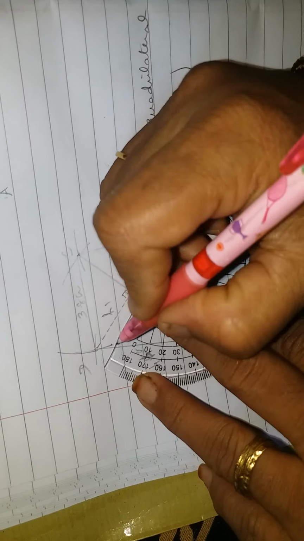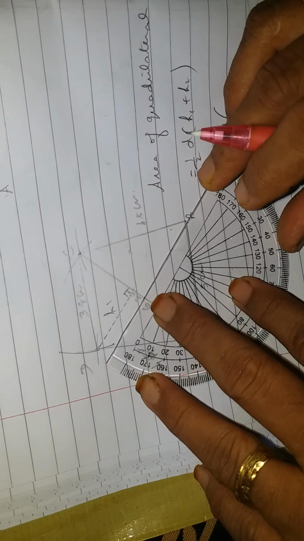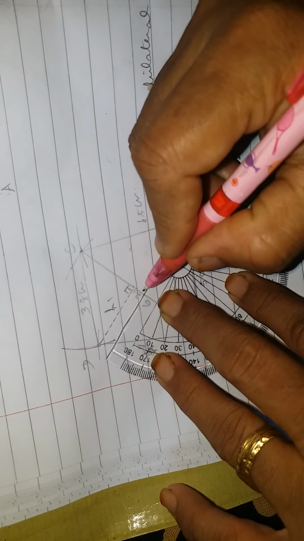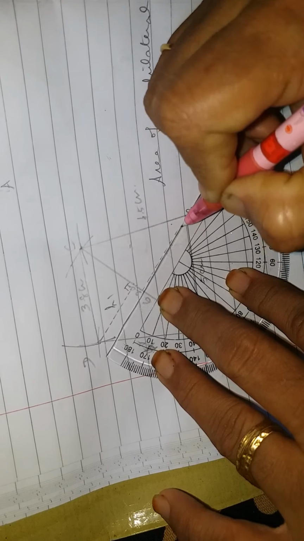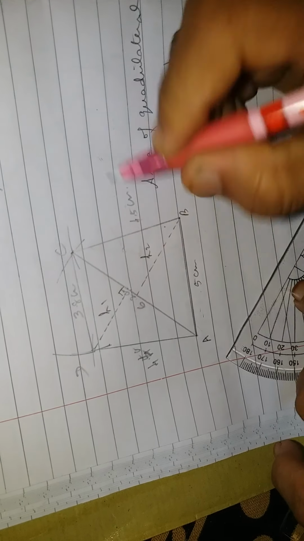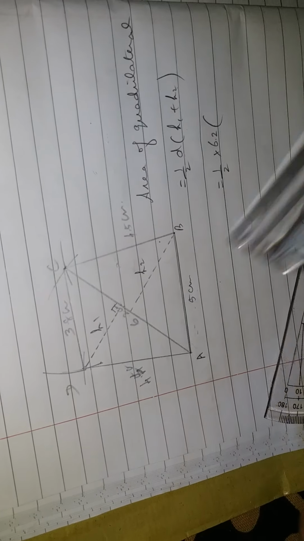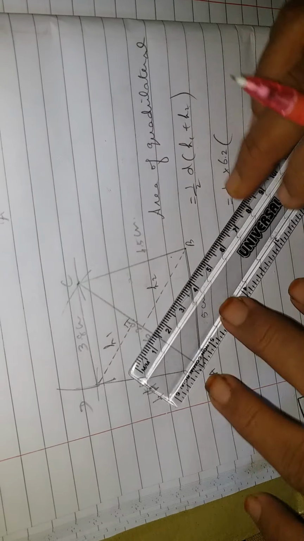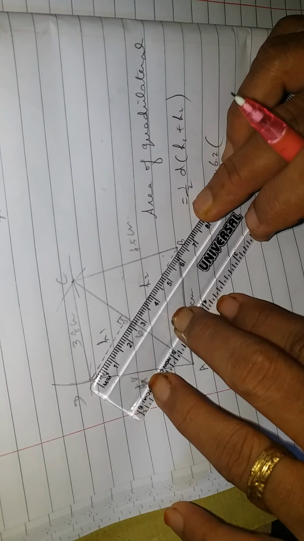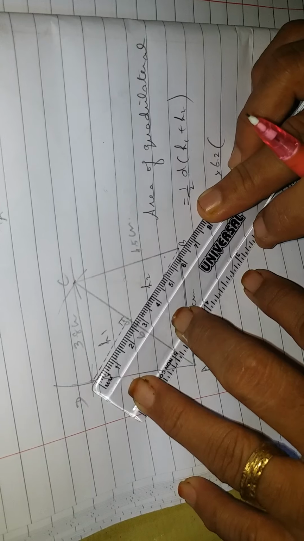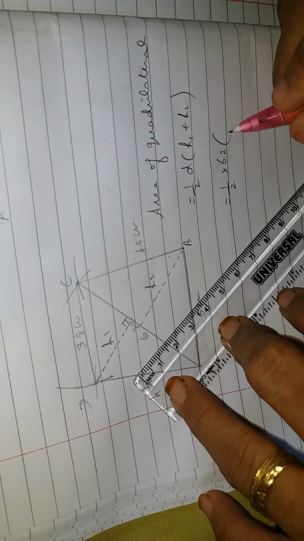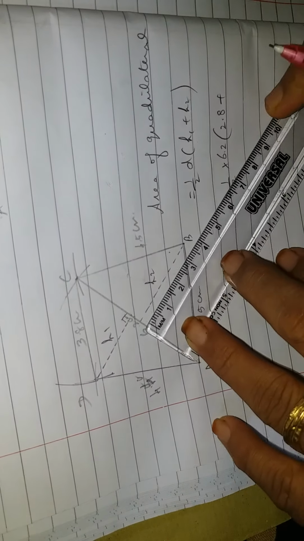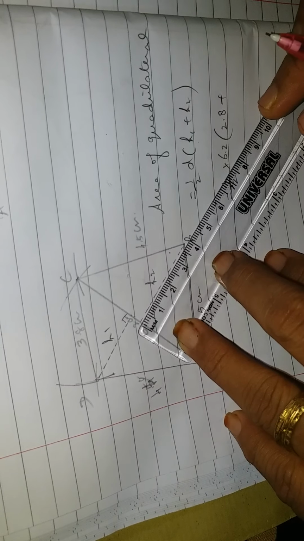So here is your point, means from the diagonal, keep like this, but you join only up to your diagonal. Okay, so this is your H2. Now take your scale and measure for H1 and H2. So H1 I have measured as 2.8, plus your H2 you measure, it is 3.8.